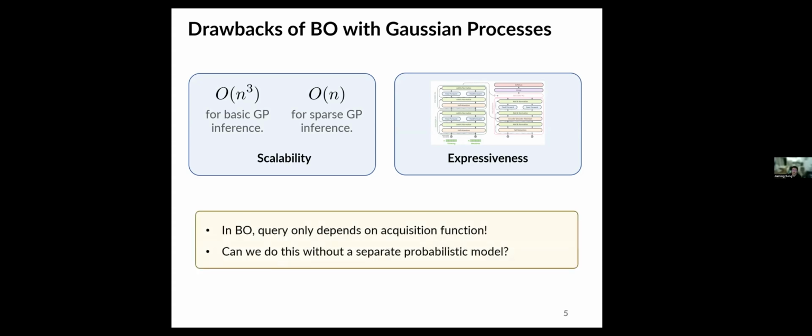So our key question here is this: in Bayesian optimization, our query only depends on the acquisition function. So if you think about the entire process as a graphical model, conditioned on the acquisition function, our query and model are actually independent. So we are interested in whether we can do this without a separate probabilistic model, basically without all the drawbacks of Gaussian process inference.